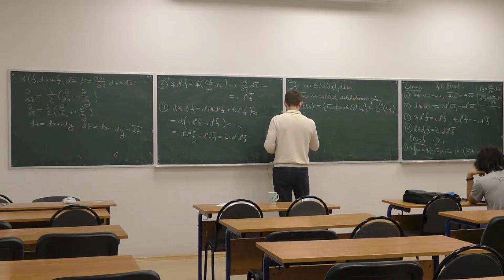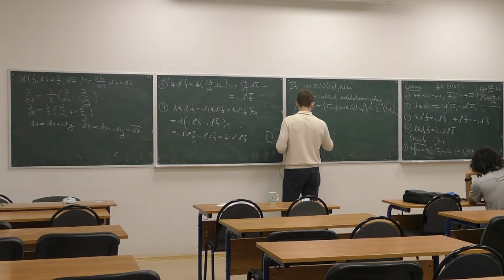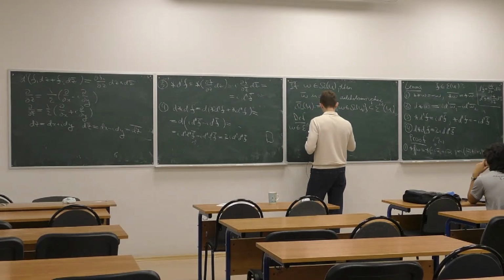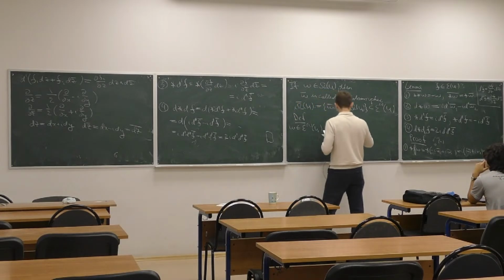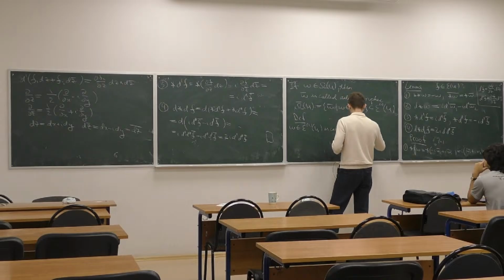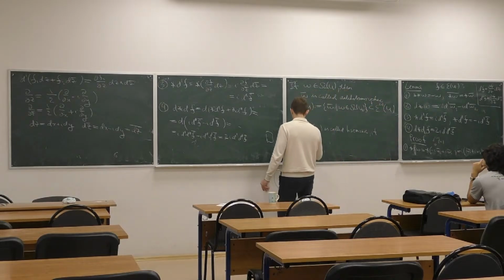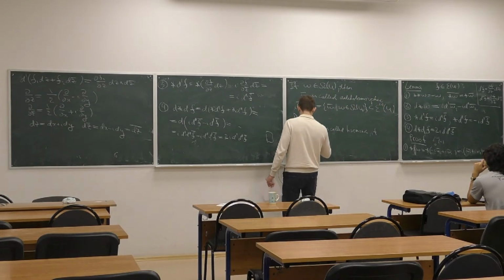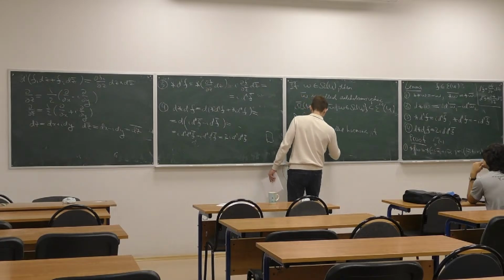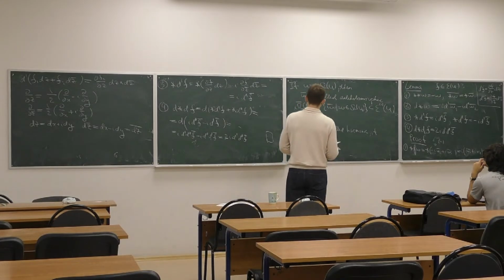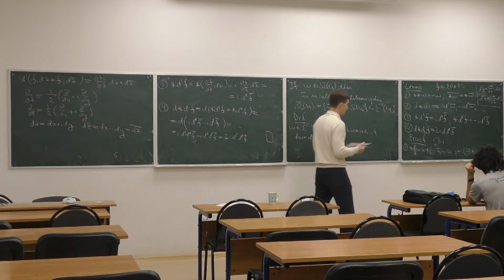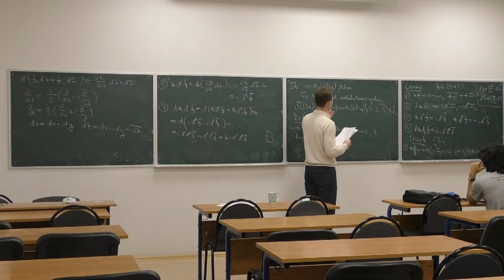Omega, a smooth form, is called harmonic if d omega equals d star omega equals 0. And then the next lemma says that harmonic forms are precisely sums of holomorphic and anti-holomorphic forms.